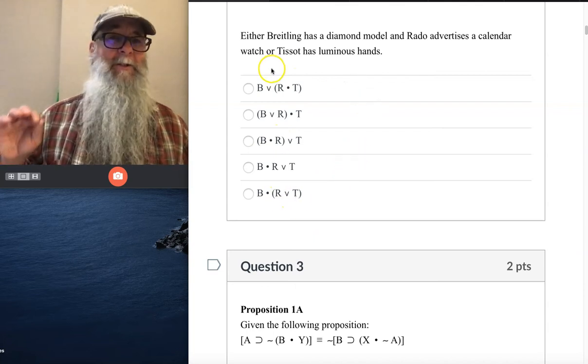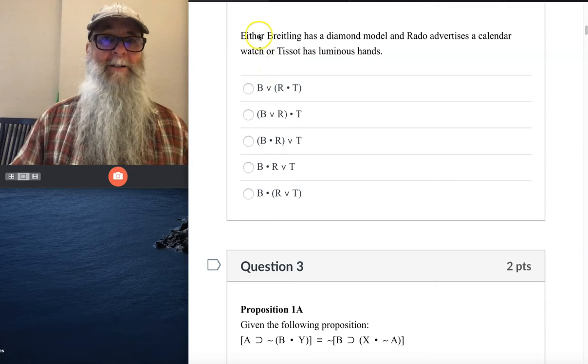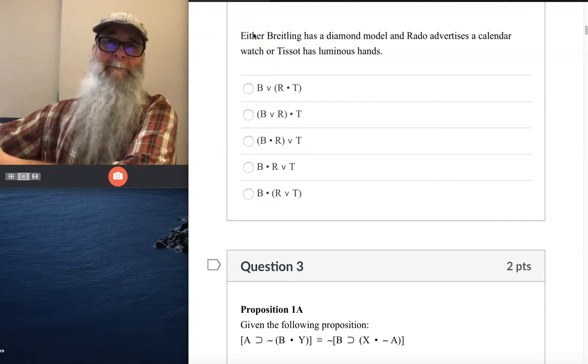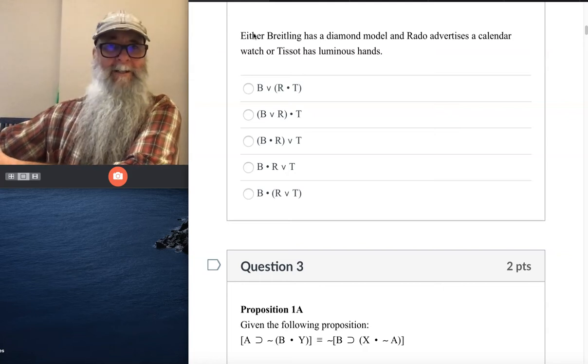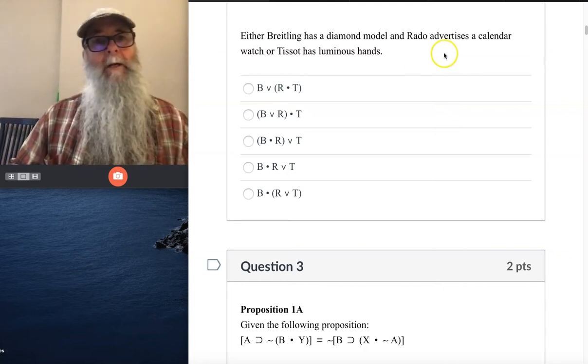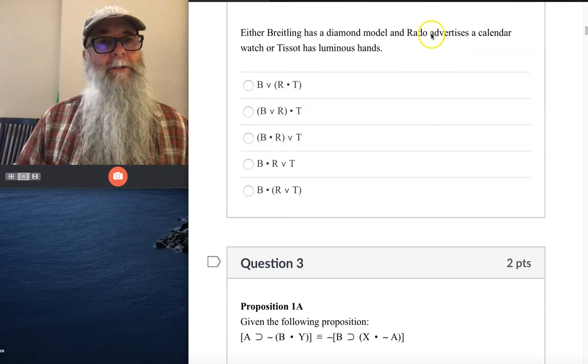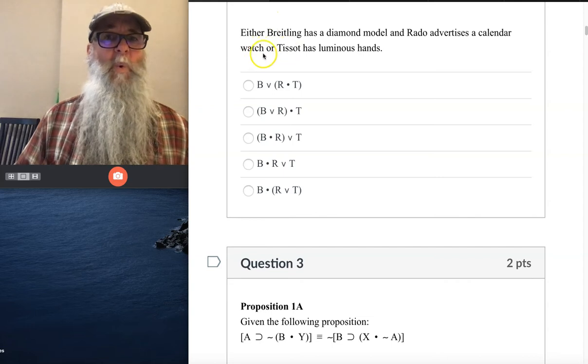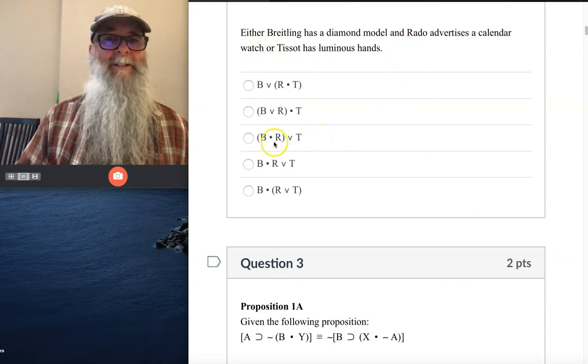So when you come up here, there are a couple of things that should clue us into this. One is the position of the either, because that tells us I'm getting ready to give you an option that's going to appear on the left-hand side of a wedge. And that option involves two things. It involves Breitling having a diamond model and Ratto advertising a calendar watch. It's either the case that these two things are true or that this is, and there's only one option that does that, and it's right there.